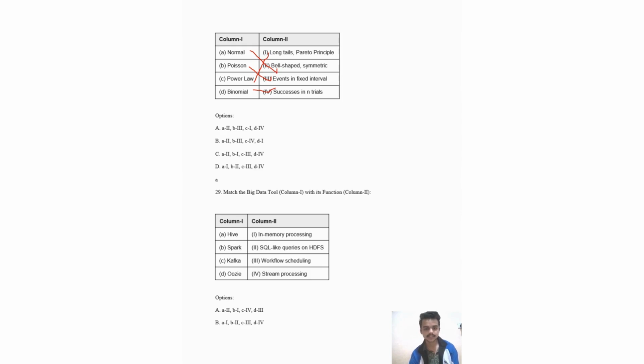Match the big data tools with its functions. Here Hive, Spark, Kafka, and Oozie. Here the answer will be Hive will be matched to SQL like queries and Spark will be matched to in-memory processing and Kafka will match to stream processing, Oozie will match to workflow scheduling. So answer will be A.